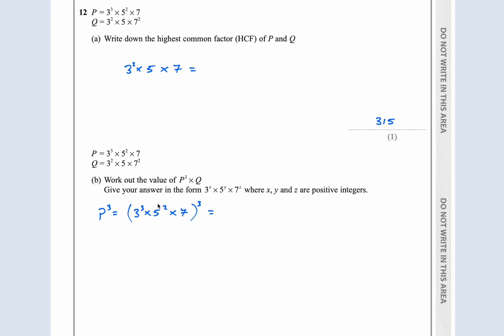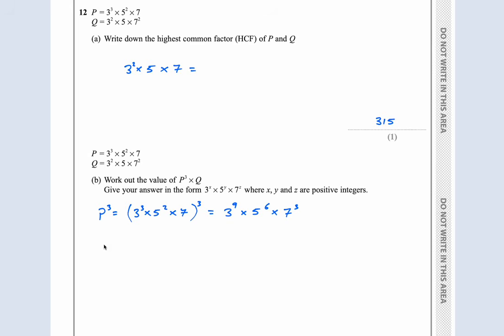And to cube a number with a power, you multiply the power. So it's 3 times 3 is 9. So this is 3 to the power of 9. 5 squared, 2 times 3 is 6. So this is 5 to the power of 6. And this is 7 cubed, which is just 7 cubed.